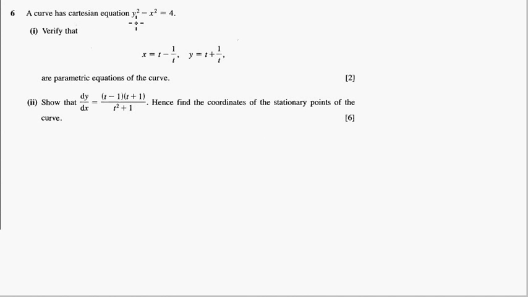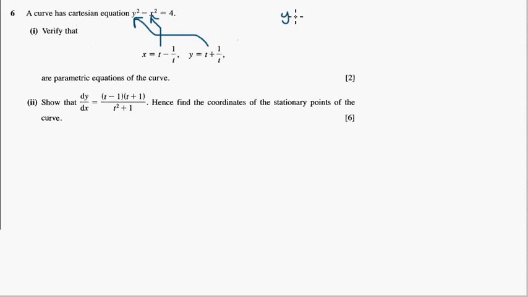Parametrics. Okay. The first one is a verify that, so it's just a simple case of, let's start looking at the question. Y squared minus x squared equals 4. If x equals t minus 1 over t and y equals t plus 1 over t, is it true that y squared minus x squared equals 4? So that's what it's asking. Verify means check that this is the case. So stick this x into here, stick this y into here. Do you get 4 as an answer?